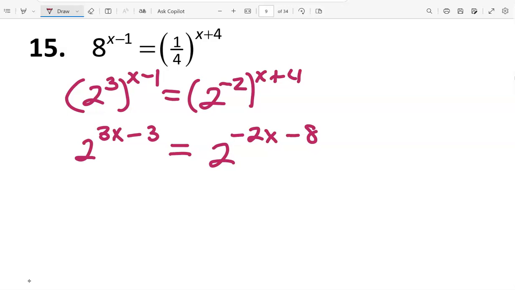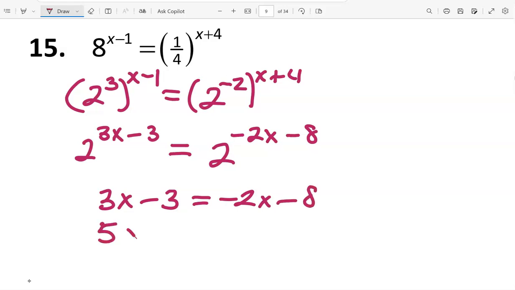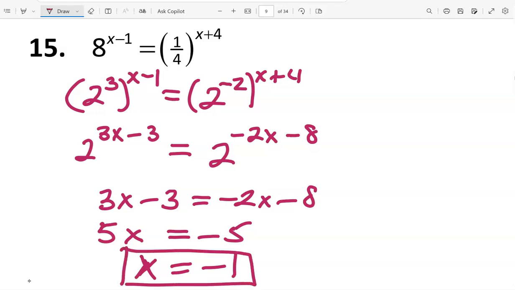Now that both sides are powers of 2, we can just equate the exponents and then solve the resulting equation, adding 2x to both sides and adding 3 to both sides. That gives us 5x is equal to negative 5, and so x is equal to negative 1.